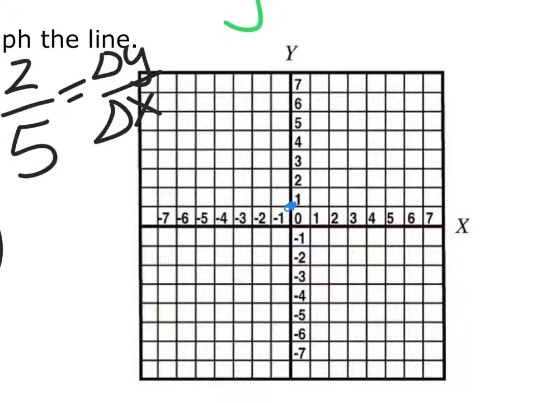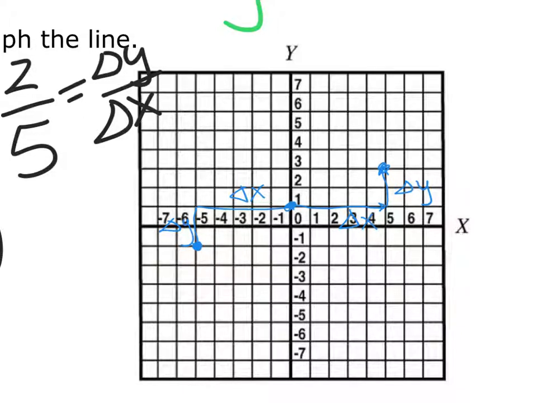From there, I am going to go right 5, and I'm going to go up 2. So I'm going to land right there. So there's my second point. Or, like I said, I can go left 5 and down 2, and my point would be right there. This is my delta x, and this is my delta y, the change in y over change in x. On this one, this is my delta x, and this is my delta y.